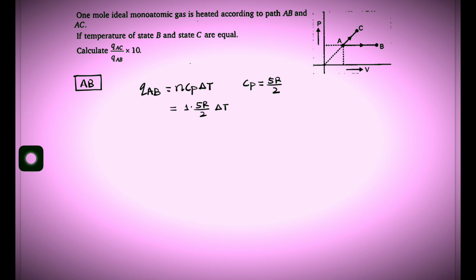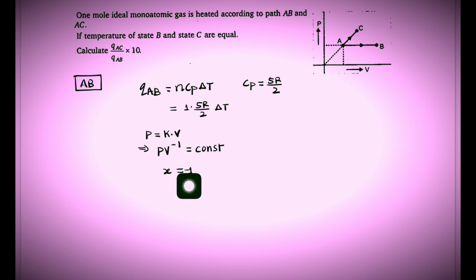Okay. Let's figure out AC. AC is a polytropic process here, right? And for that, we can write the equation as pressure equal to some constant K into V. Why? Because it is a straight line passing through the origin, so we can just write y equal to mx. So here we can write P V to the power minus 1 equal to K, that is constant. So the polytropic index, that is x, is equal to minus 1. For a polytropic process, we say PV^x equals constant, where x is the polytropic index. So this is the polytropic index, x equal to minus 1.